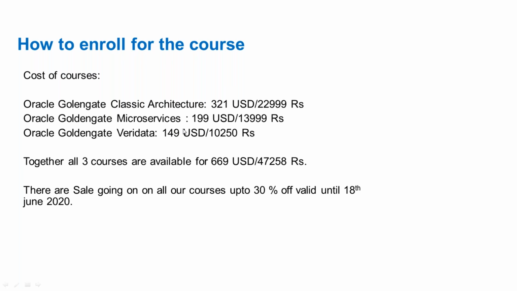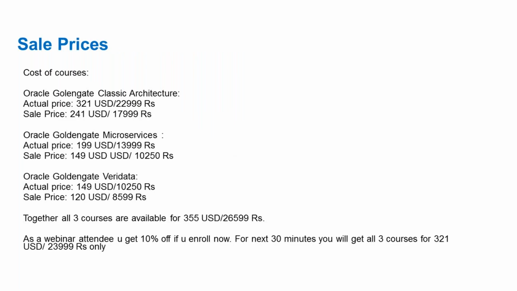So I have a sale. I'll let you know about the sale in the next slide. So Veridata is 149 USD and 10,250 rupees. Together, all three courses are available for 669 USD or 47,258 rupees. Currently, until the 18th of June, I have almost 30% off on the courses.